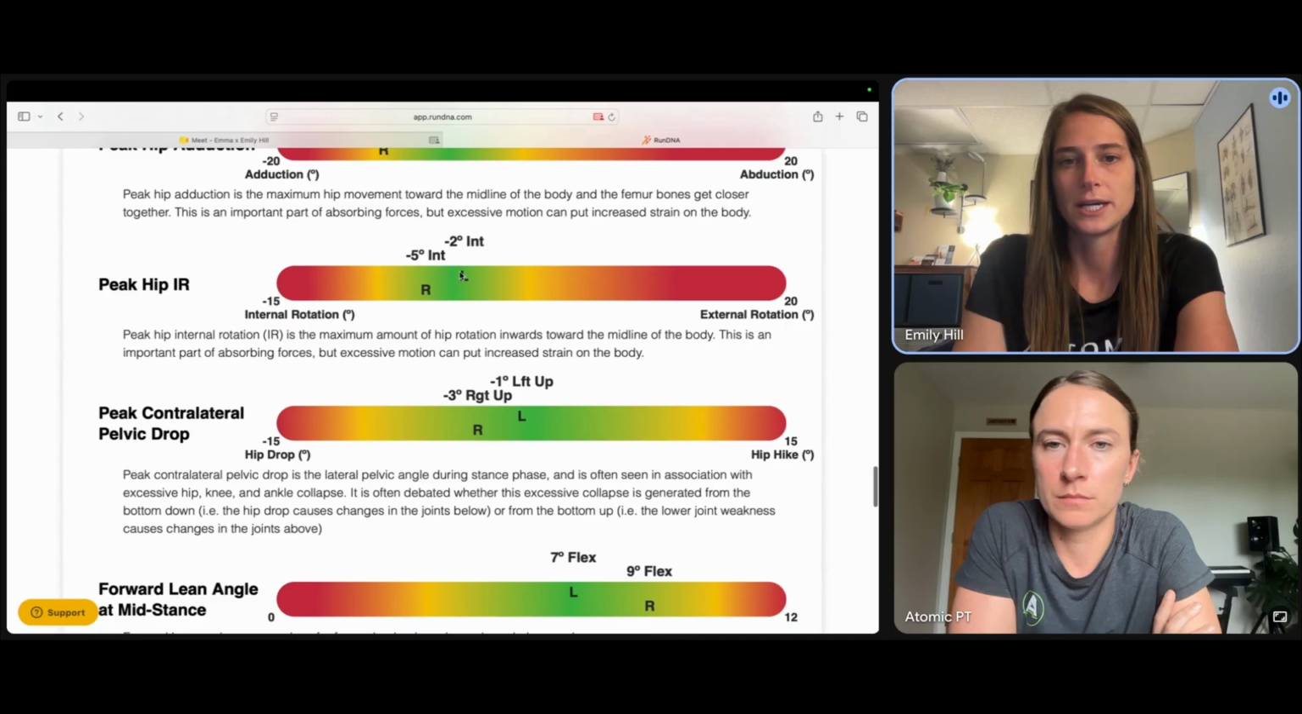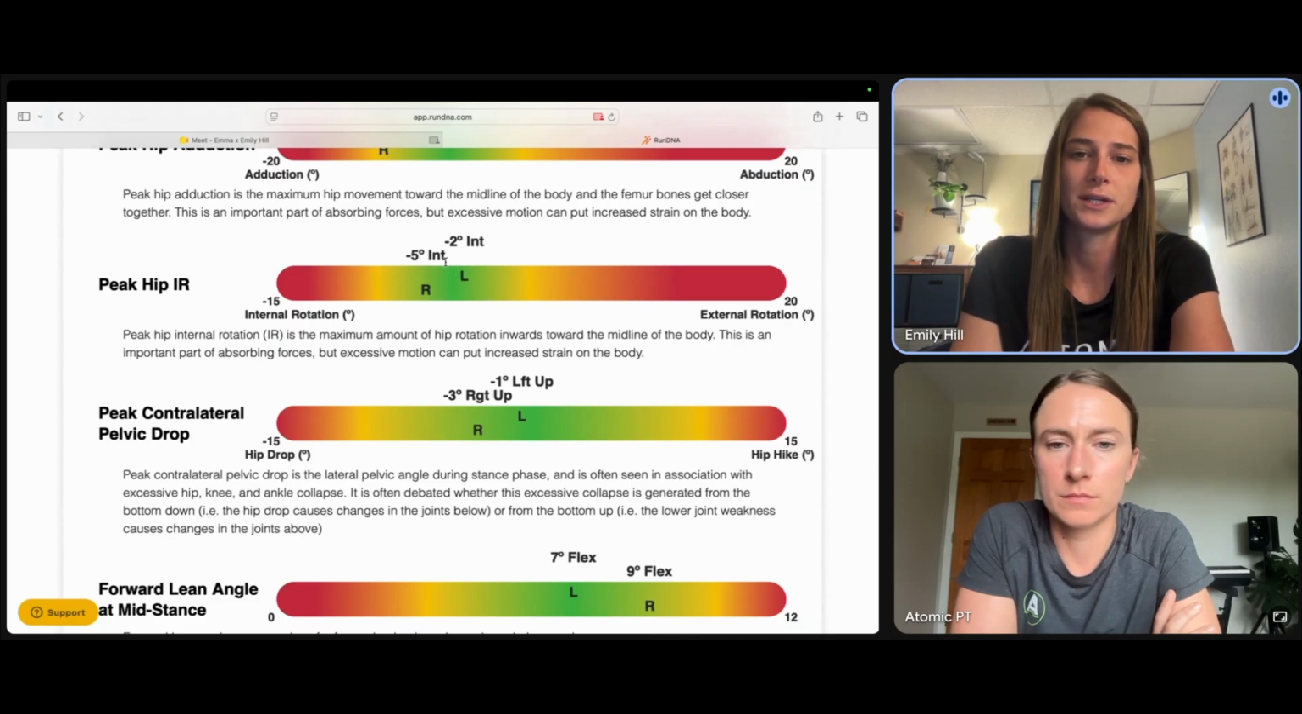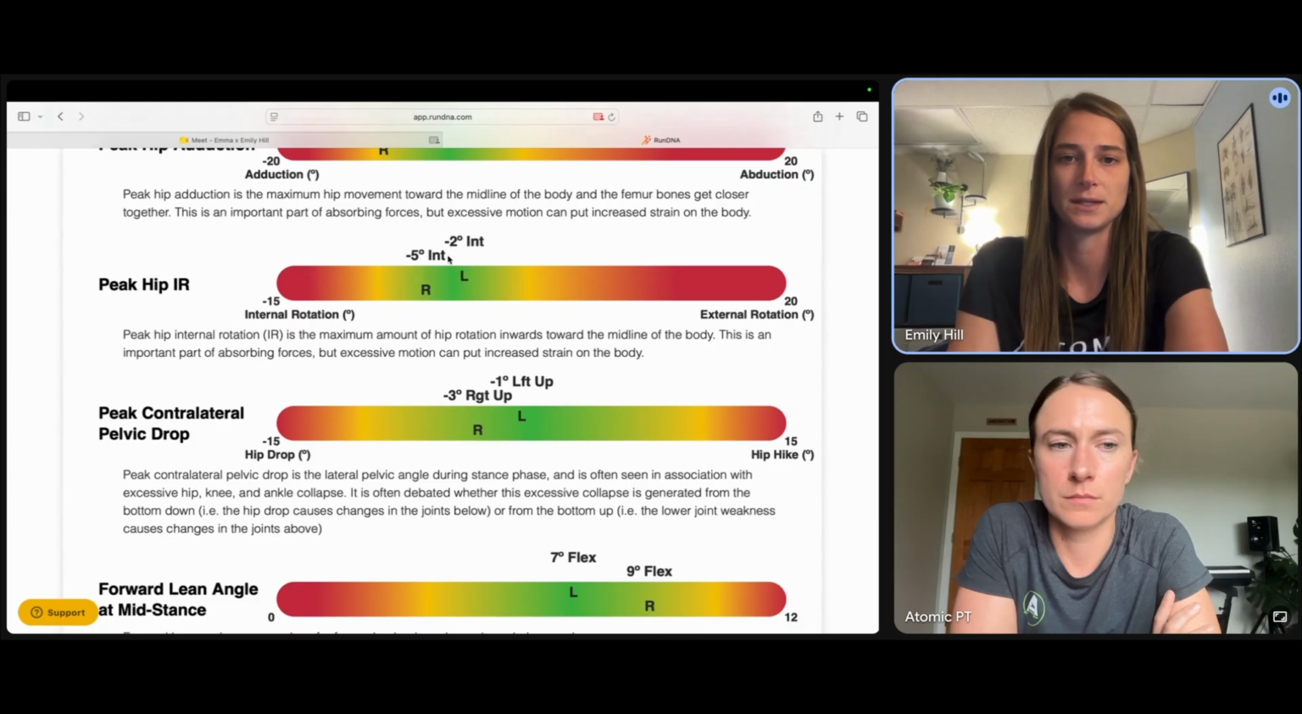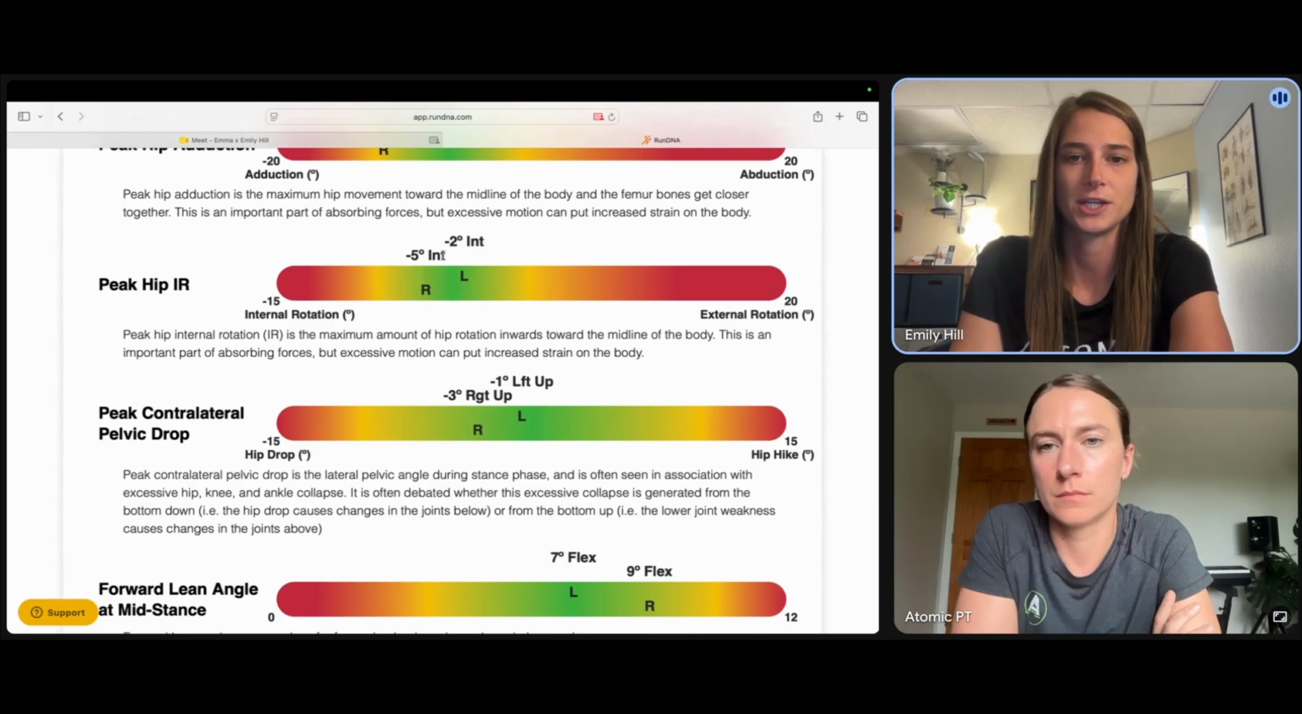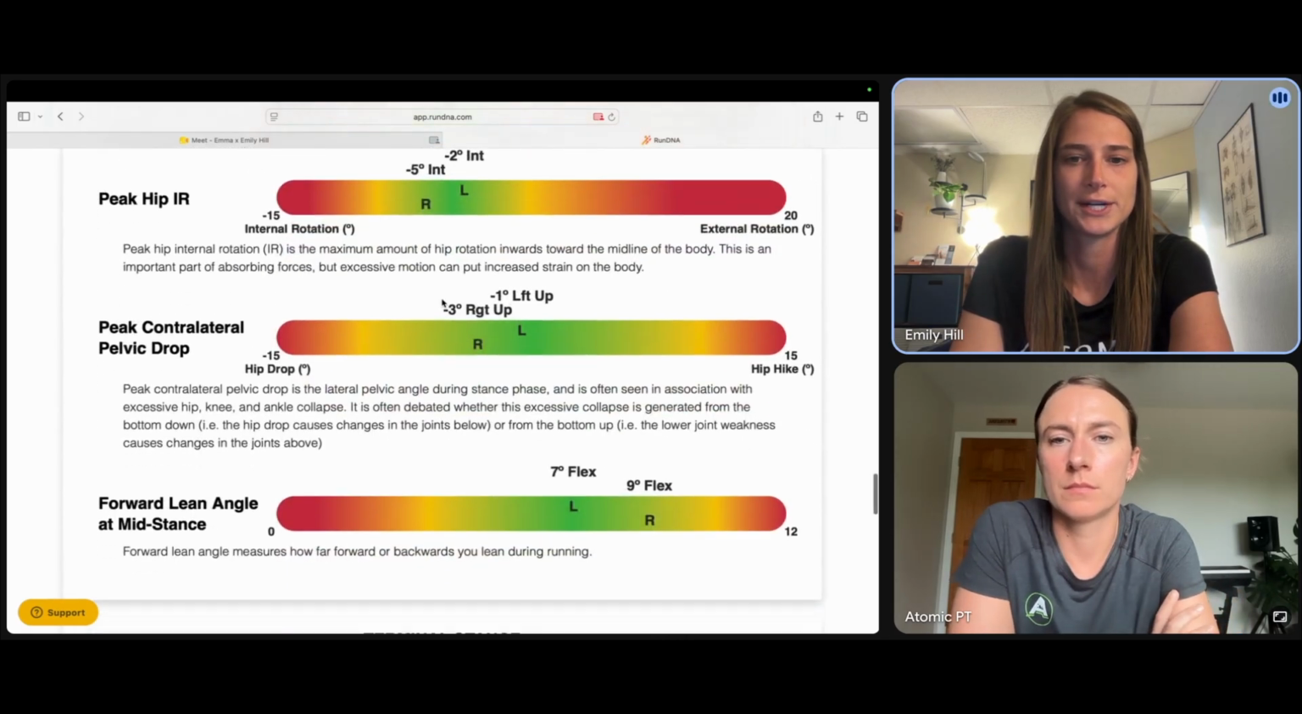Internal rotation doesn't look terrible. Again, we have a little bit more on the right, which just correlates with that collapsing factor. So we want to be aware of that, knowing that she has that right side injury.